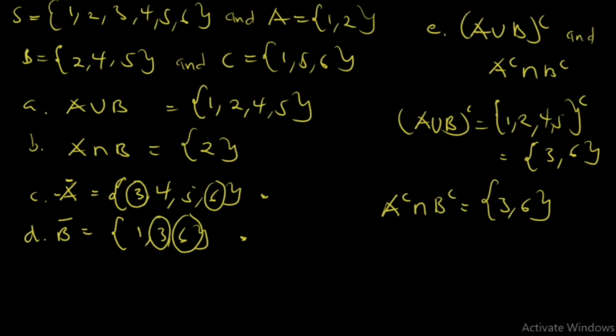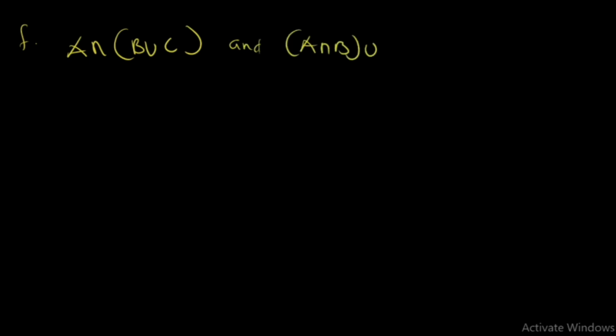Let's look at F. For question F, we are supposed to use the distributive law by finding A intersection (B union C), and (A intersection B) union (A intersection C).